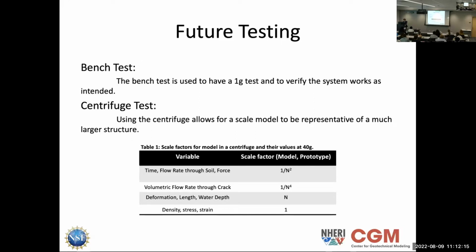And with deformation, length, and water depth, it's a one-to-one scale. At 40 Gs, it's just 40 times whatever your value is. So our model at 250 millimeters is actually representative of a 10-meter levee.